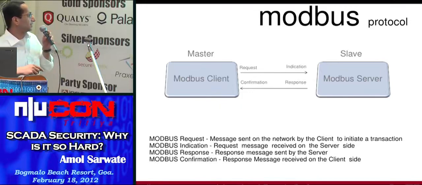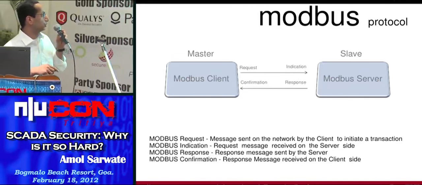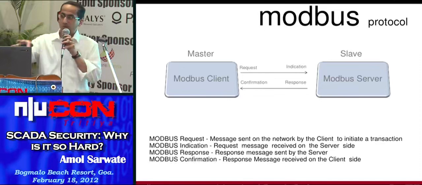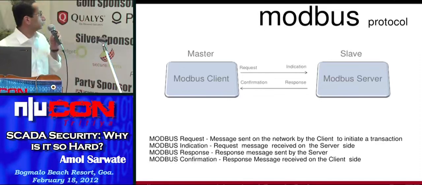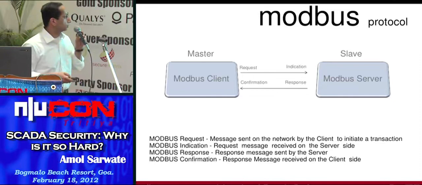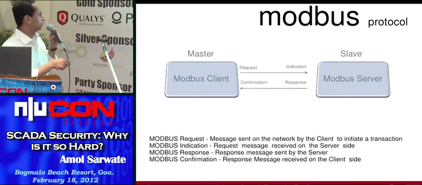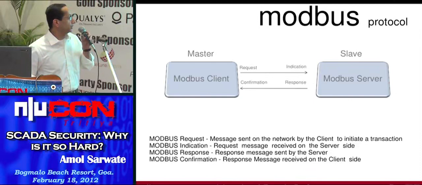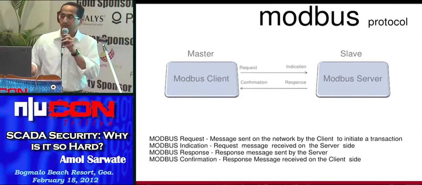So whenever a request is sent from a Modbus client or the master, it goes to the Modbus slave, it's called an indication, and the response when it comes back is called a confirmation. So a Modbus client is usually the HMI, or the human-machine interface, where the operator is sitting. So this is where the Modbus client would be, and the Modbus slave would be in the field.